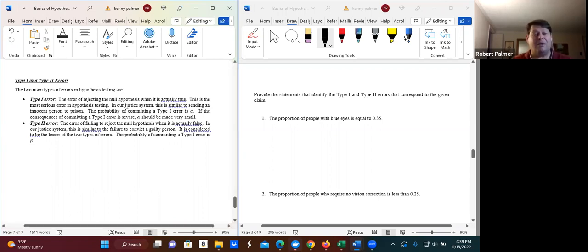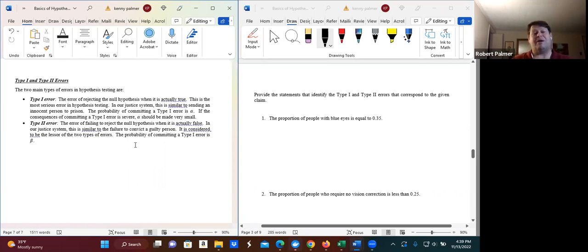Now, a type 2 error is the error of failing to reject the null hypothesis when it's actually false. In our justice system, this would be the failure to convict a guilty person. It's going to be the lesser of the two types of errors. The probability of committing a type 2 error is called beta. We're not going to talk as much about the type 2 error or beta. We're going to focus more on alpha. But as it says, if the consequence of committing a type 1 error is severe, alpha should be made very small. That's the reason we're using confidence levels like 95% or 99%. You probably wouldn't want to use 80%, because then alpha would be 20%, only like 1 out of 5, which is not that uncommon.